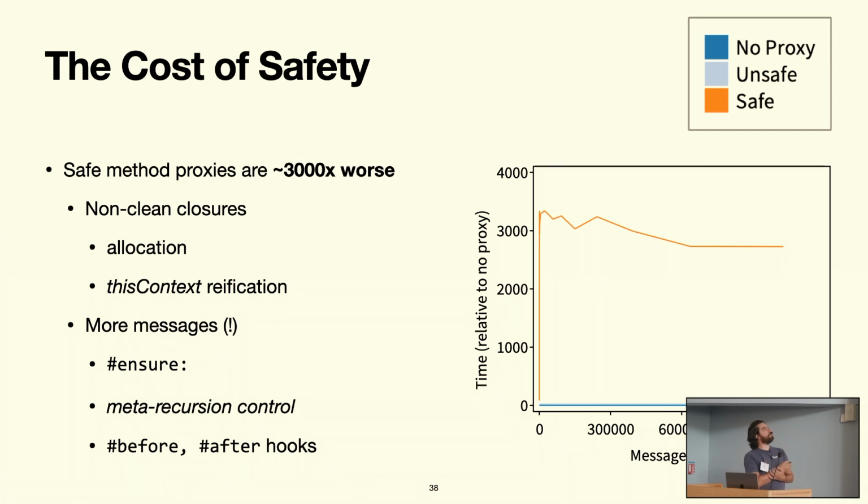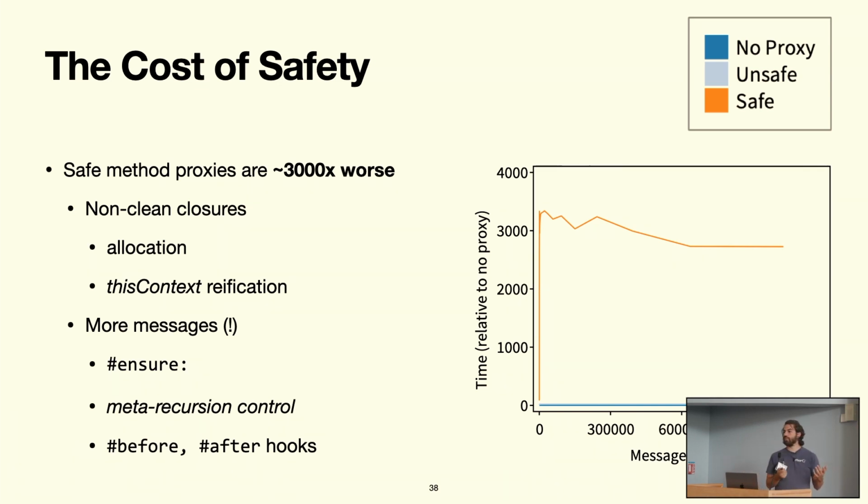Why is this? First, if we look at the implementation of our safe proxy, we see that it uses non-clean closures, which means that every time there is a proxy execution, we are allocating closures that need the context. So the context is reified too, and that is overhead. We also have a lot of messages because we have ensure to manage the stack and wind. We also have all the messages for meta-recursion control, the before and after hooks, and so on.